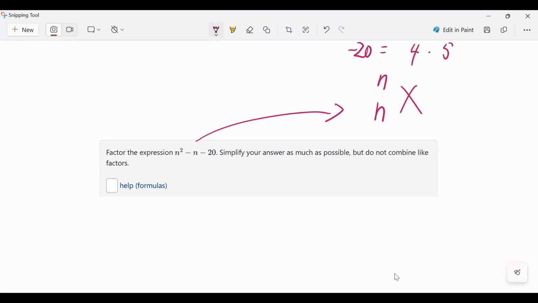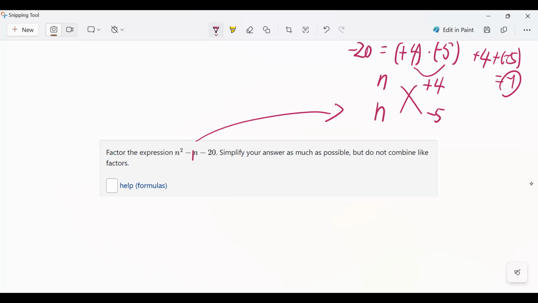4 times 5, right? But we're going to put a negative sign either in front of 4 or in front of 5. I think it's better putting it in front of 5. So positive 4 times negative 5. Because when you add these two numbers, positive 4 adding negative 5, you get negative 1. That's the reason, because the coefficient in front of the n is negative 1. So here we're going to do positive 4 and minus 5. Multiply them, you get negative 20. When you add them, you get negative 1.